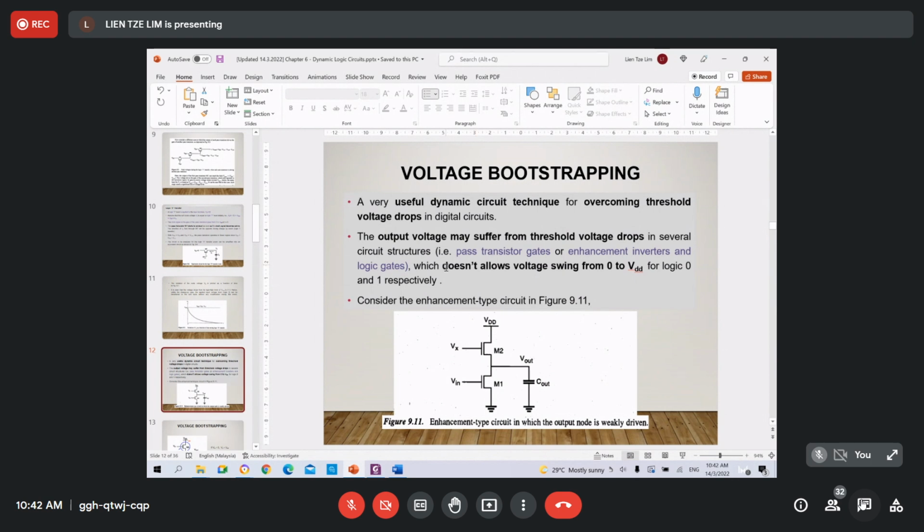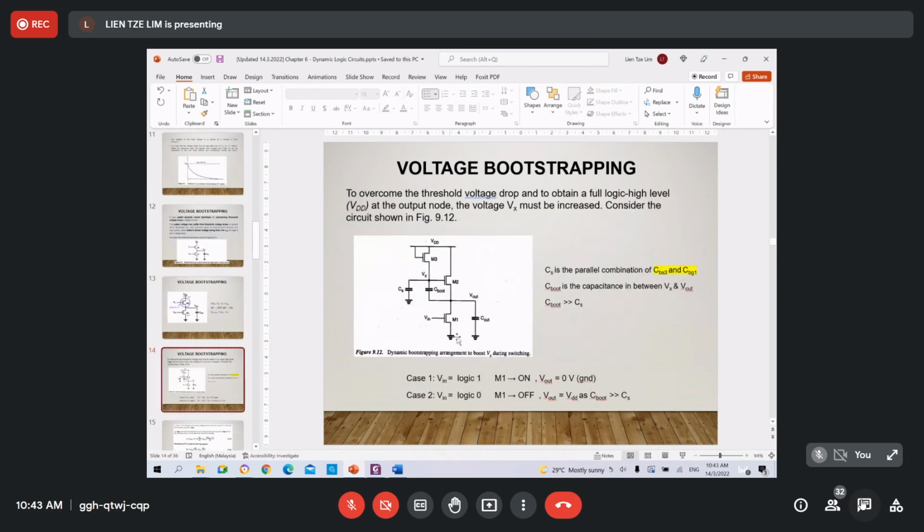Circuit examples are given here. This is a circuit example with the threshold voltage drop. The Vout is not VDD, it is VDD minus the threshold voltage. To overcome it, this will be the circuit.